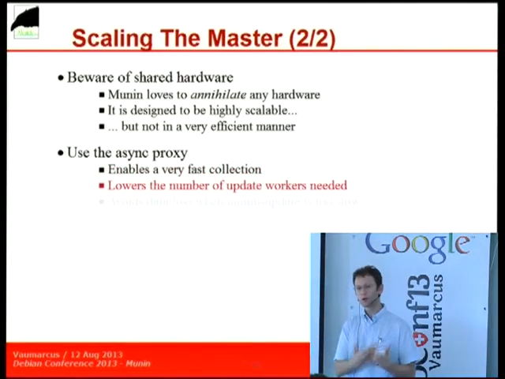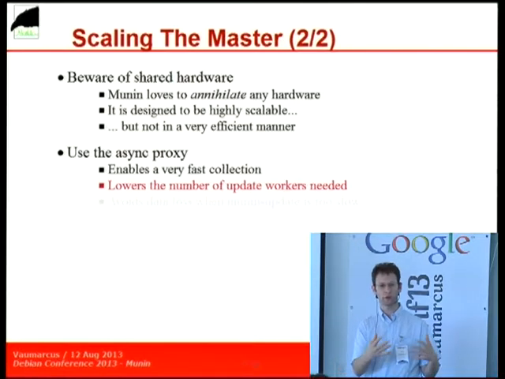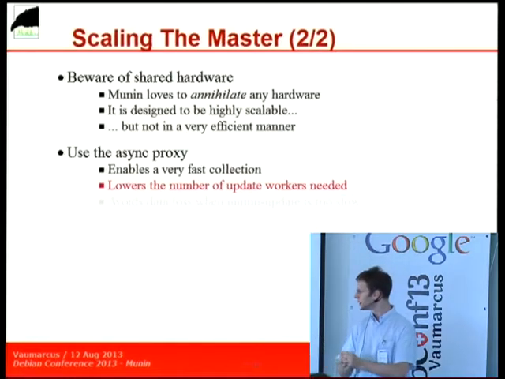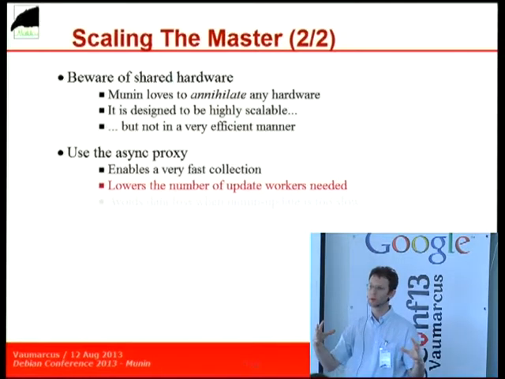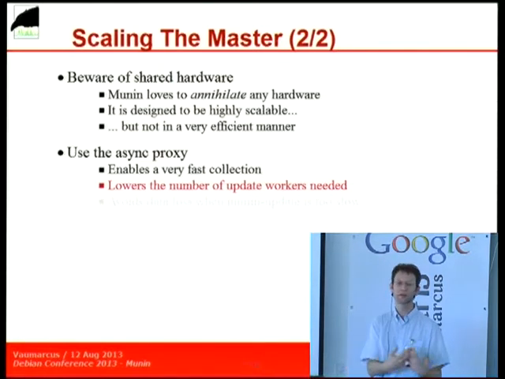Because it lowers the number of update workers needed. I said Munin uses lots of RAM, okay, but usually you don't want to use RAM for Munin update. You prefer to use RAM for the restitution part, for the graphs, for the HTML, which we will speak about later. So for Munin update, you just want it to be very quick. If it's not I/O bound from network anymore, it's only CPU bound, and you don't want to have more than the CPUs on your hardware, since otherwise it's useless anyway.